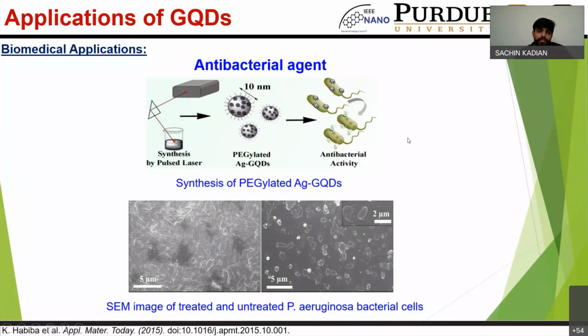And as a part of the next application, as we know that silver nanoparticles and graphene or CNT or any other allotrope of carbon, the composite of these both always showed excellent antibacterial activity. So people have also used GQDs for preparation of a new nanocomposite, and they have shown interesting antibacterial activity. You can see in the image the cells treated and untreated with P. aeruginosa bacterial cells, and they showed excellent antibacterial activity as well.